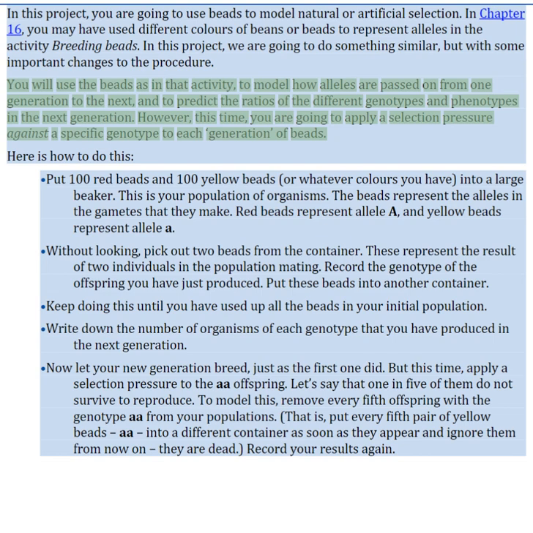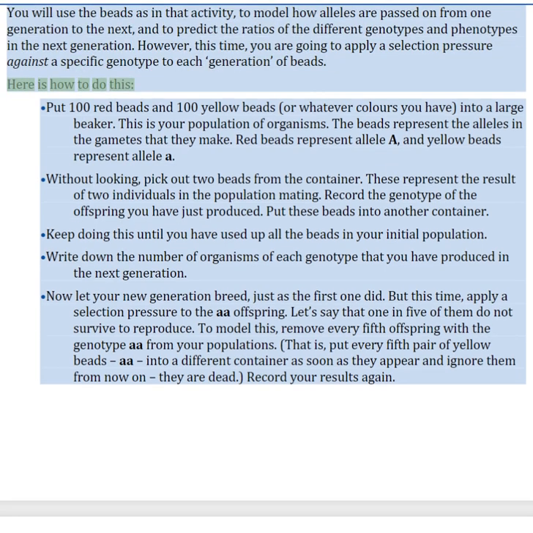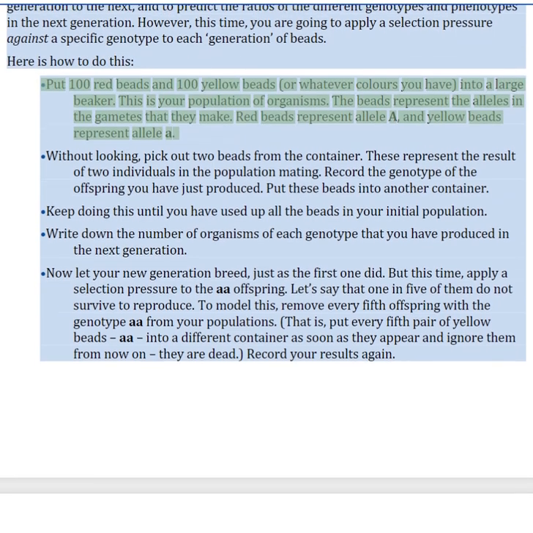However, this time, you are going to apply a selection pressure against a specific genotype to each generation of beads. Here is how to do this. Put 100 red beads and 100 yellow beads into a large beaker. This is your population of organisms. The beads represent the alleles and the gametes that they make. Red beads represent allele A and yellow beads represent allele a.